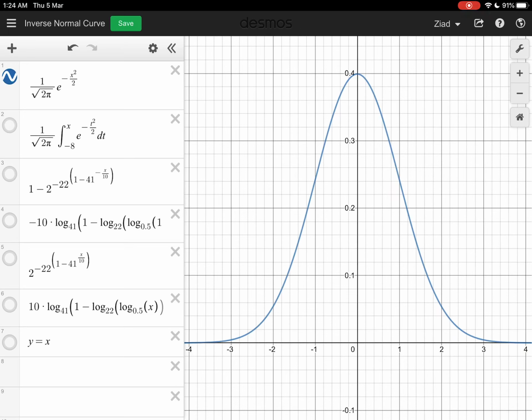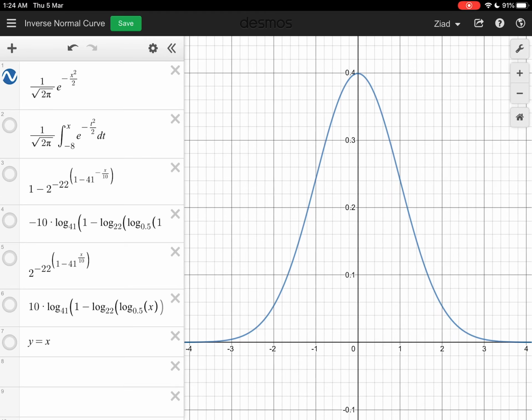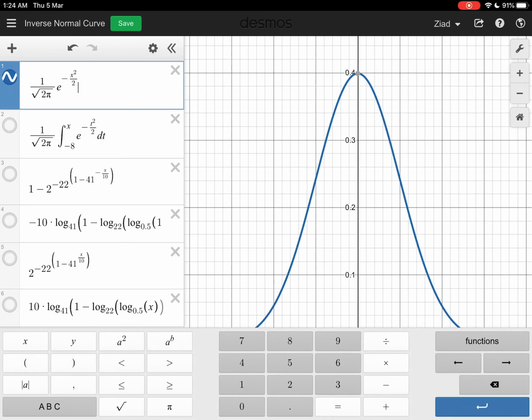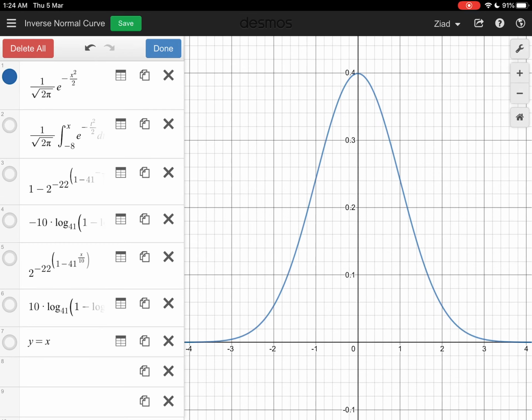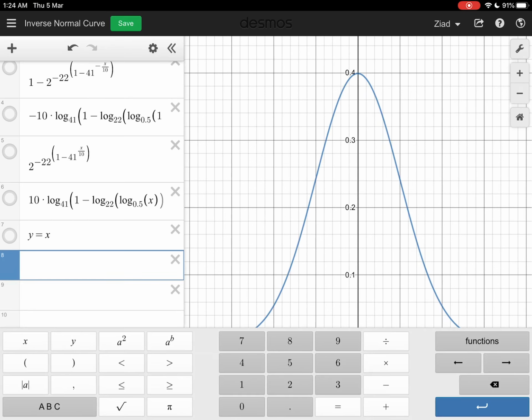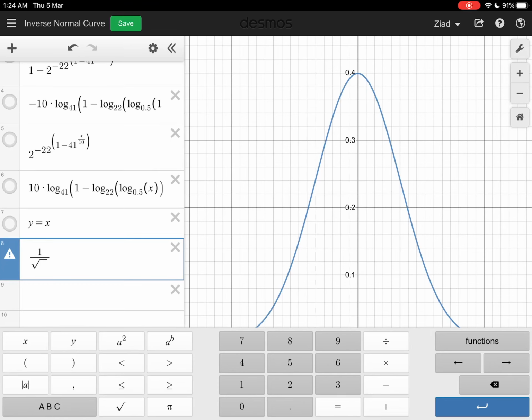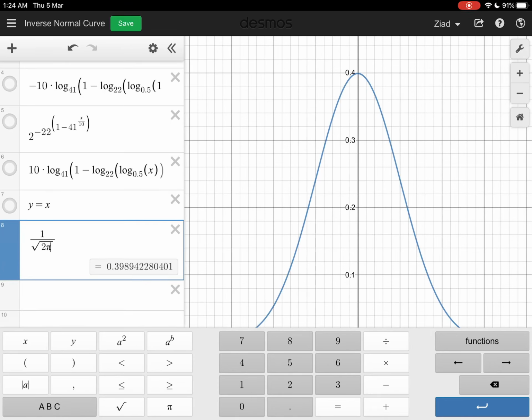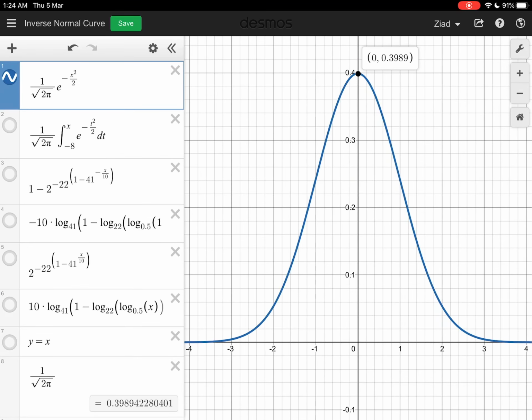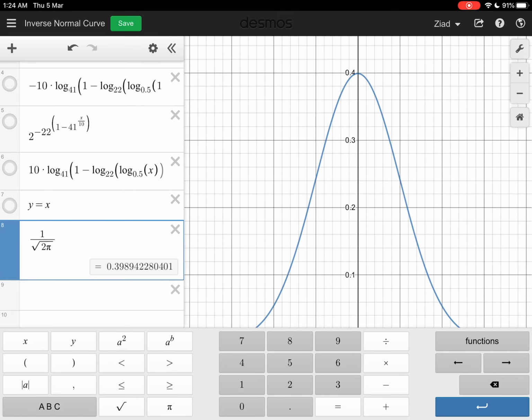Now, I want you to notice one thing, that the peak here is not really 0.4. It's actually 0.3989. And in order to see this, you come to your formula here, and instead of x, you put 0. So if you put 0 instead of x, you get e to the 0. E to the 0 is 1. And so the entire thing is just 1 divided by radical 2 pi. And this is the same number that you see here. Look, 0.3989, and what we found here was also the same.